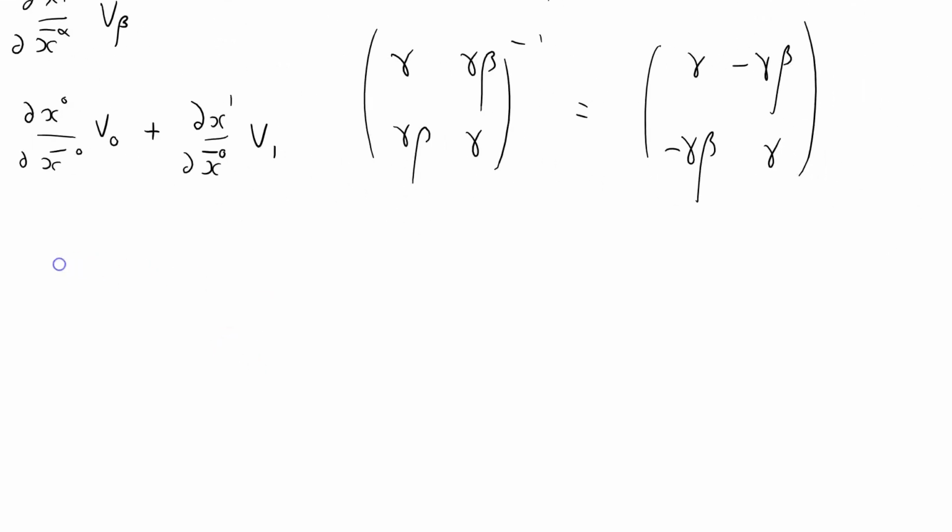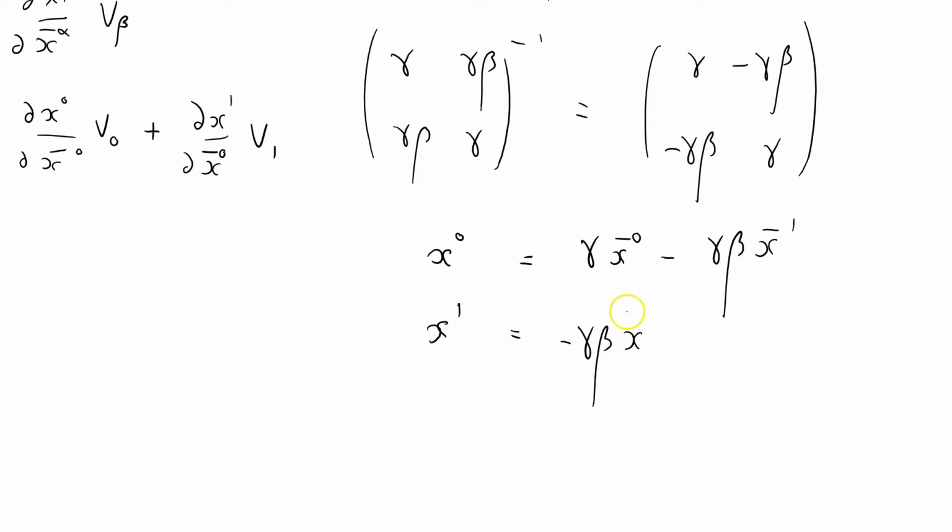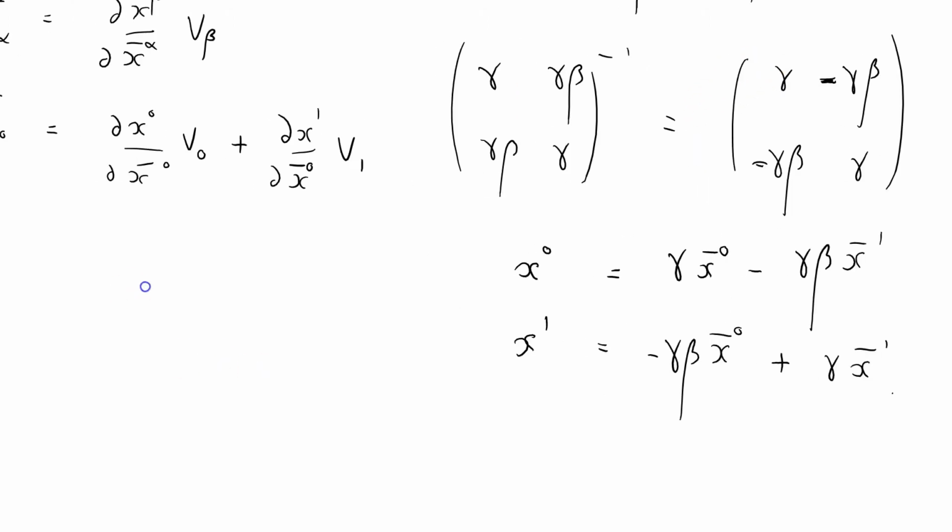So now I can say x0 equals, from the top row, gamma x bar 0 minus gamma beta x bar 1, and x1 equals minus gamma beta x bar 0 plus gamma x bar 1. That's obvious on physical grounds, but now it's mathematically rigorous as well.